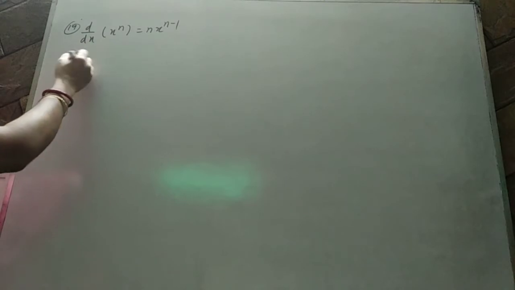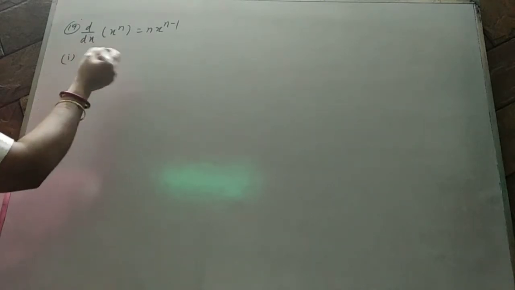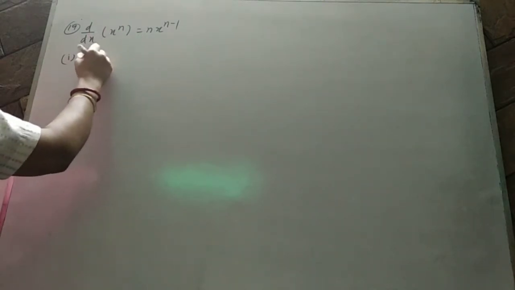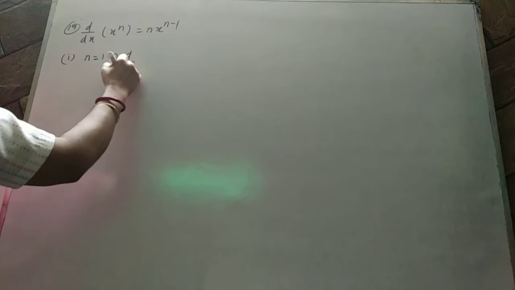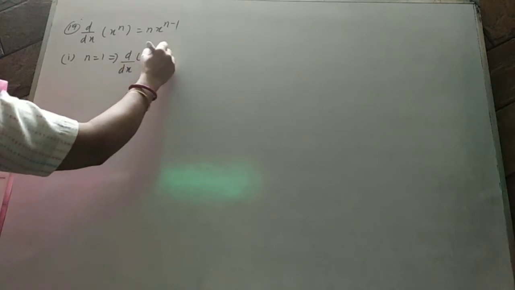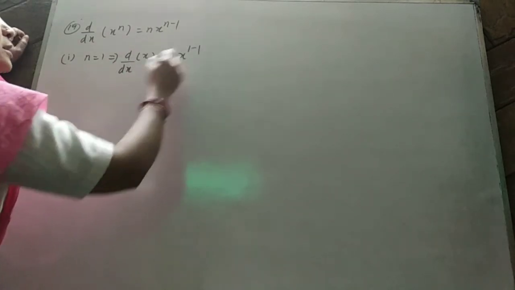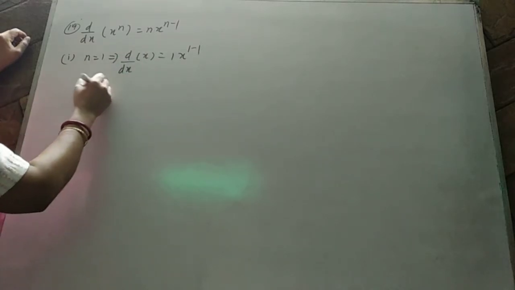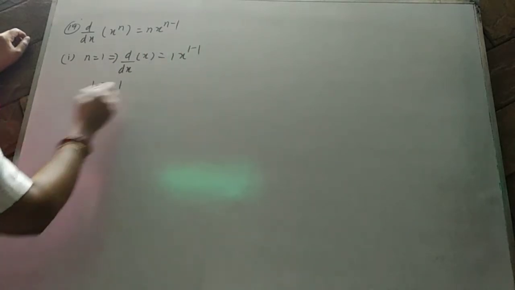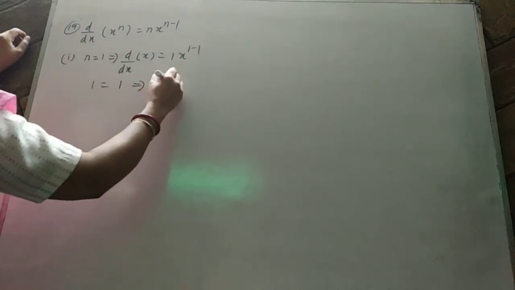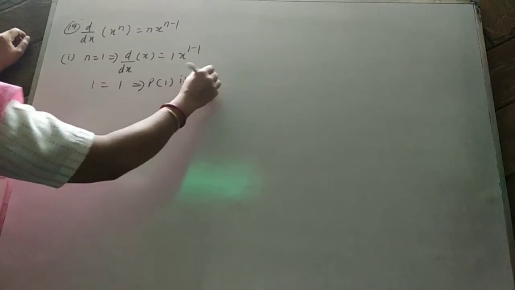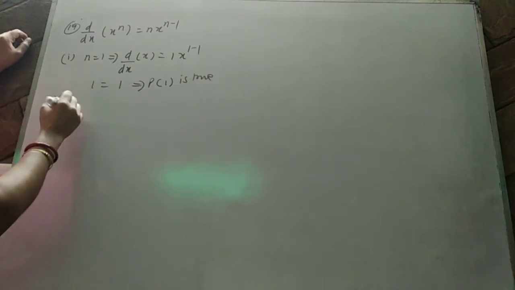Anyhow, step number 1, what did I tell you, beta? d by dx of x power n, put n equal to 1 on both sides. So what will come, d by dx of x. I'm not at all using the differentiation formula. So 1 into x power 1 minus 1, dx cancels, anything power 0 is 1. So this implies that P1 is true. P1 is true. That means differentiation formula बिल्कुल use नहीं करना.